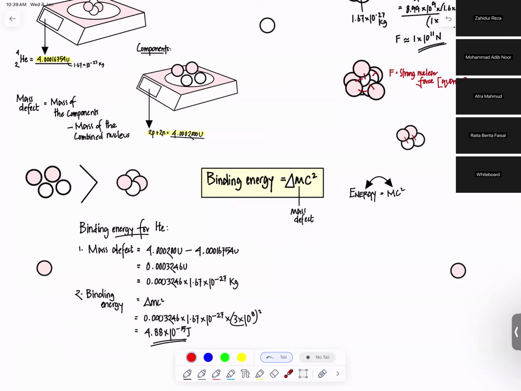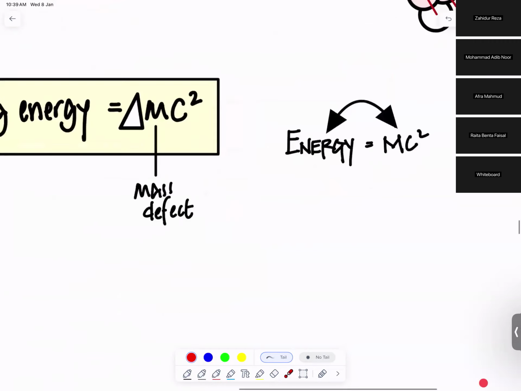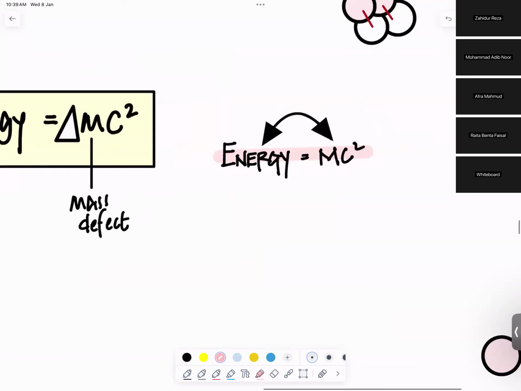Oh, the equation equals mc squared. We don't have the derivation for it. So in our syllabus, we just have to know the equation. Let me explain where the equation comes from. This is called the mass energy equivalence equation. So what did Einstein say?